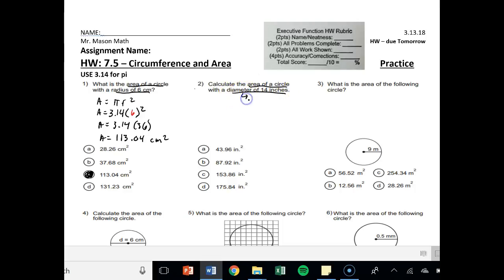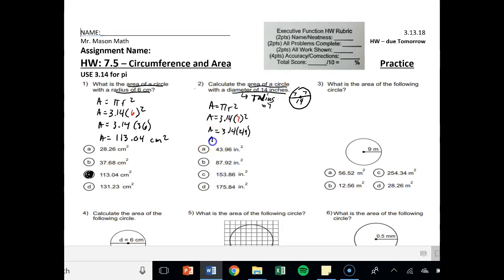So if the diameter is 14, remember for area, we don't want diameter squared, we want radius squared. So if you can envision the diameter being 14 units across, what's half of that? That'd be 7, right? 7 and 7. So the radius here is equal to 7. So area is equal to 3.14 times, plug in 7 squared. And again, area is equal to 3.14 times 49. That's what 7 times 7 is.